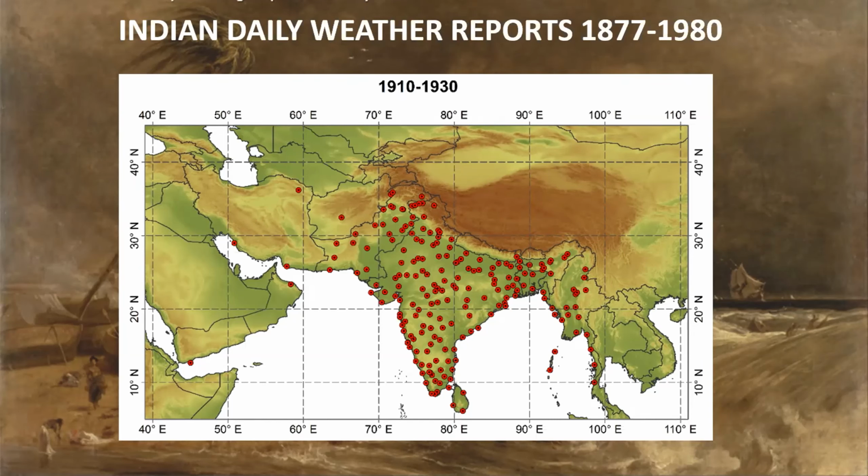You start off in the early years with maybe 40 or 50 stations, but by the time you get into the early parts of the 20th century, in this period I'm just showing here, you can be up to a couple of hundred stations per day. Unfortunately, it's only one observation per day, but it's a very valuable data set.